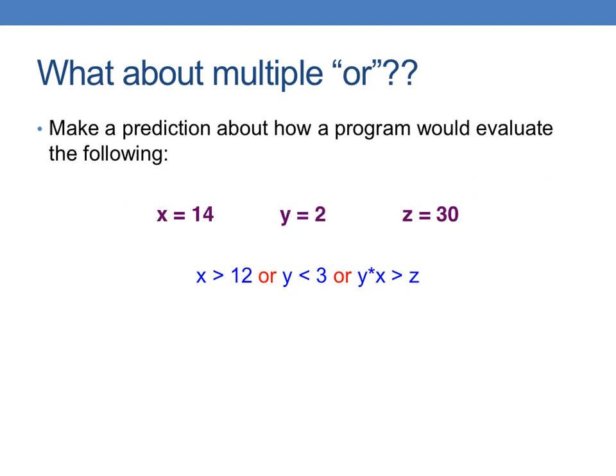And now I want you to turn that around. I want you to make a prediction, look at this code right here, and think through what you think might happen when you have multiple ors. What would you do, or what would your computer do if it saw that type of statement?